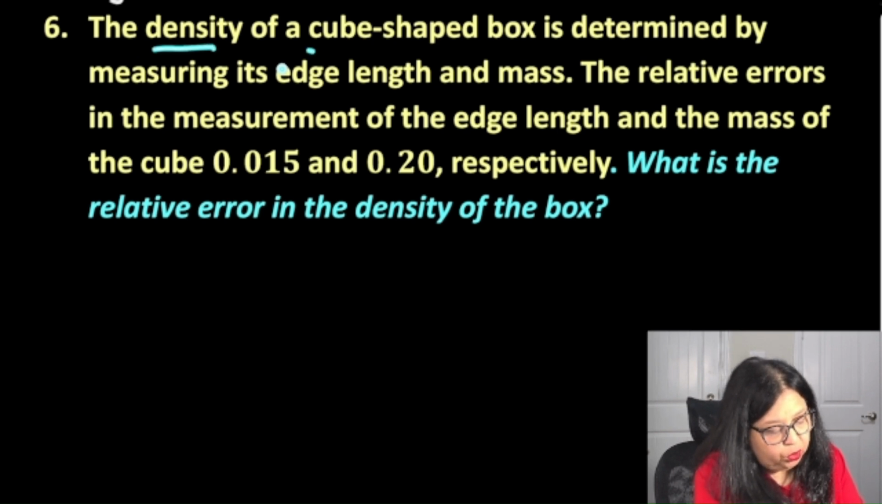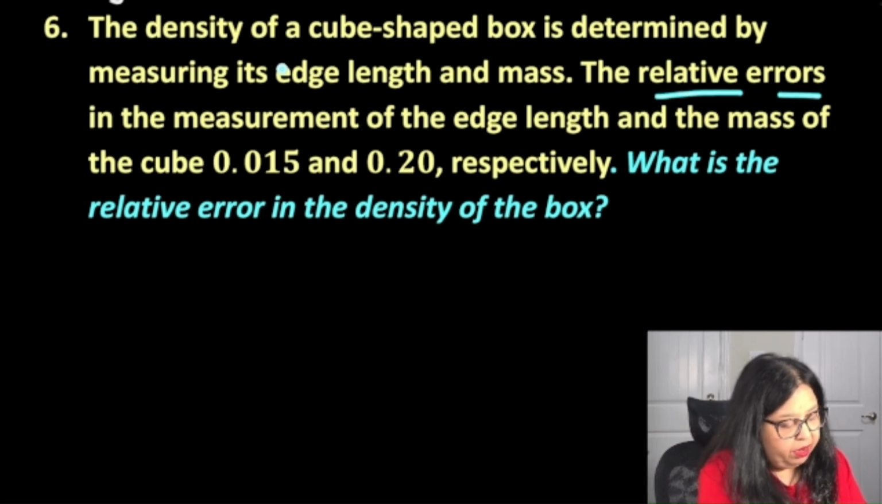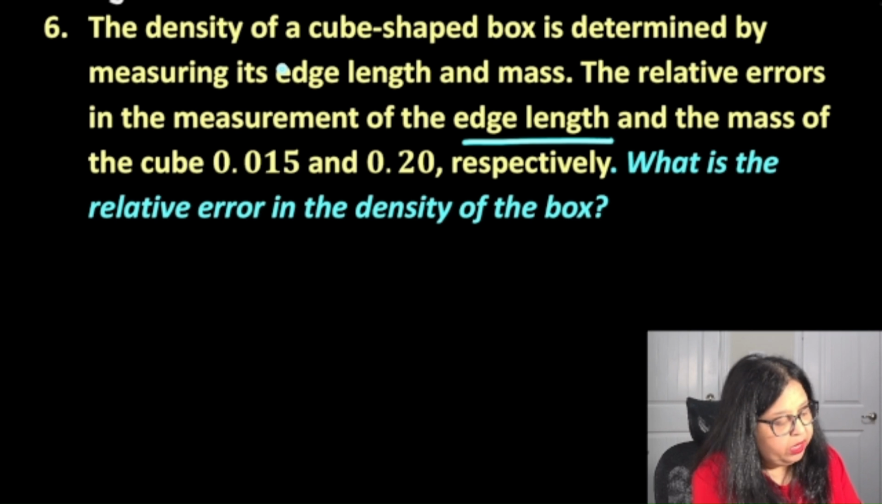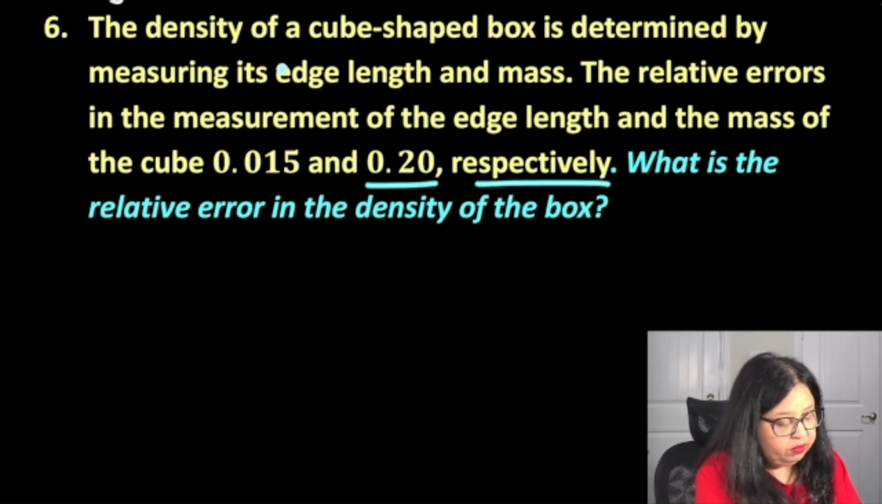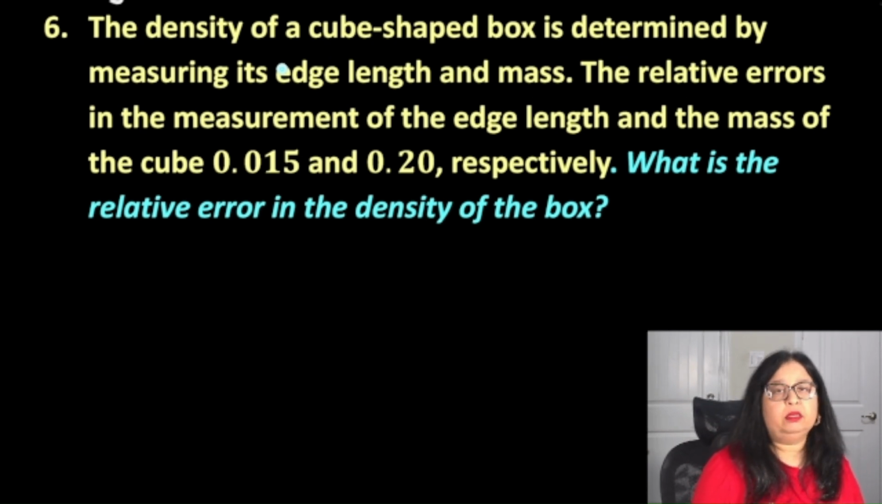The density of a cube-shaped box is determined by measuring its edge length and mass. The relative errors in the measurement of the edge length and the mass of the cube are 0.015 and 0.20 respectively. What is the relative error in the density of the box? For this problem, I would highly recommend that you solve this on your own first and then come back here to check your answer.